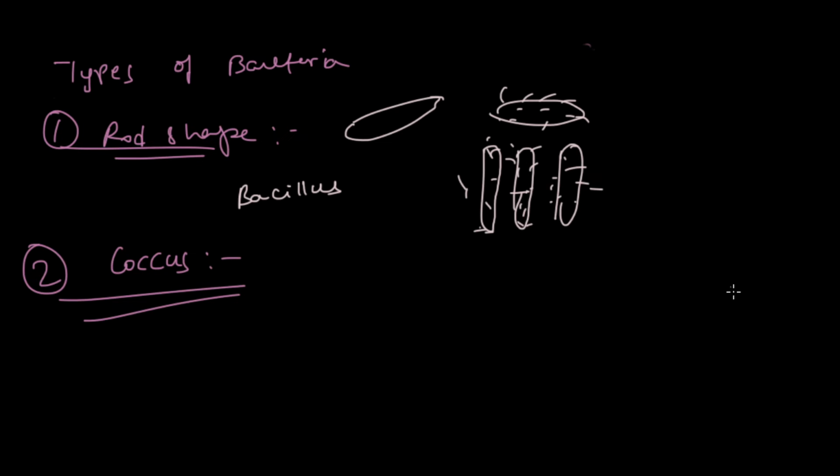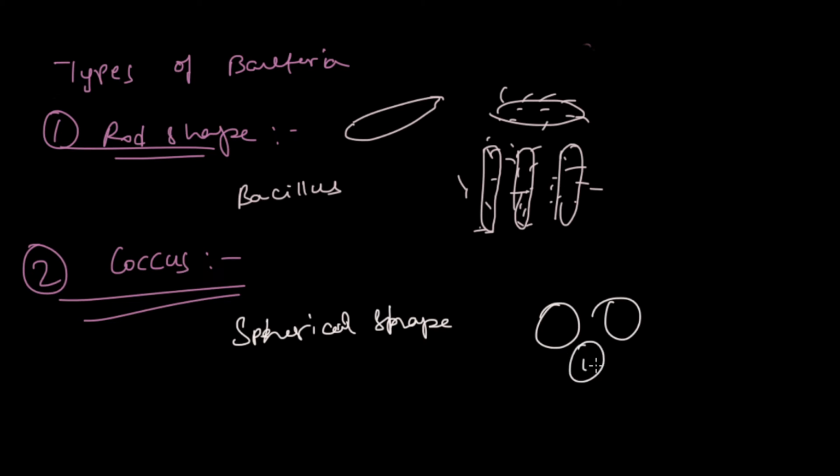The second one is coccus, or cocci bacteria. What are cocci bacteria? These are spherical shaped bacteria. It is like this. Open your NCERT, you will find these images there. They have given you the images.